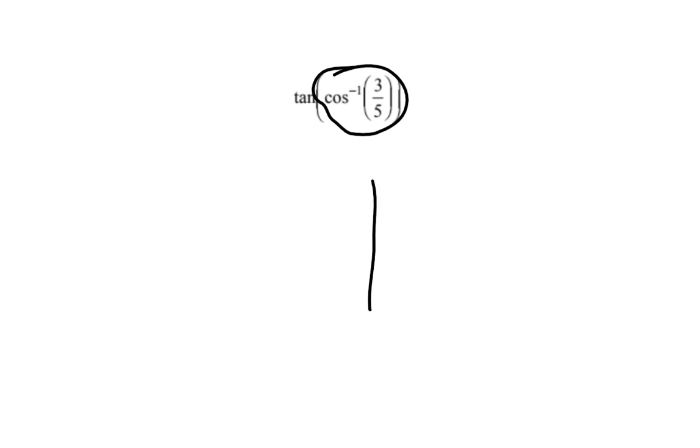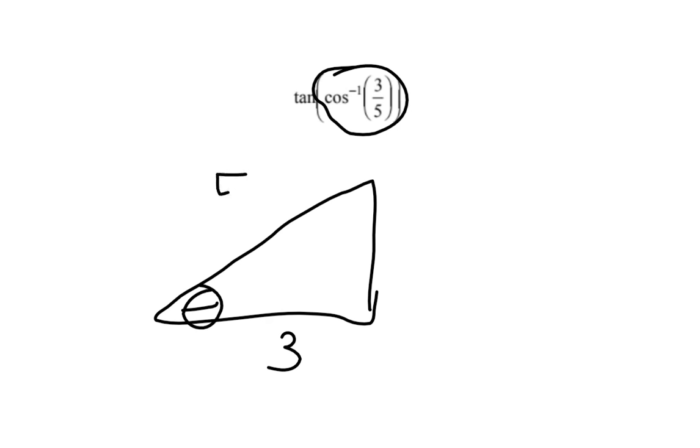One more problem. Let me make this a little bit larger for us. There we go. If I'm looking at it here, I want to look from the inside out. So the first thing I want to look at is just my inverse cosine of 3 over 5. Now this is not a special triangle, but I know cosine, the adjacent is 3, the hypotenuse is 5.